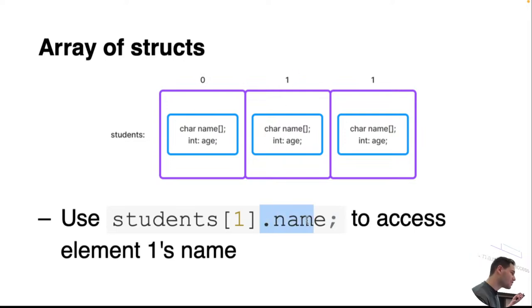And then we use the struct dot syntax to access a particular field. So I'm accessing a field within a struct within an array. Really, if you have a fairly decent grasp of arrays and structs, you can pretty much intuit how to combine them together. Does that make sense?